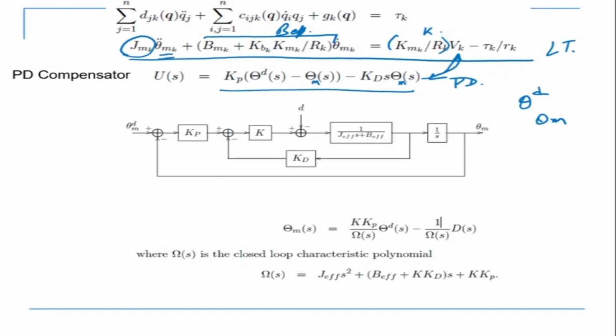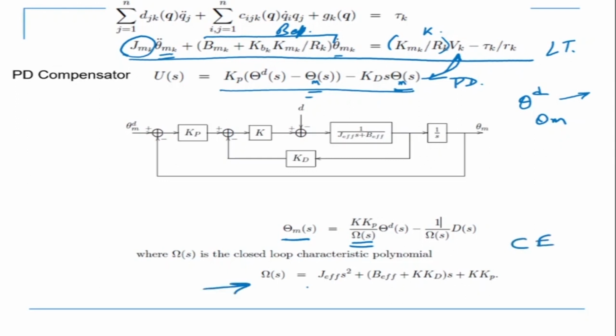So this is theta m, this is theta m, then there is theta m here, and on the right hand side I only have theta d. Theta d is the desired position. So what comes out is in this form: theta m(s) is equal to k kp by omega, and at the bottom is the characteristic equation, which is given by this.